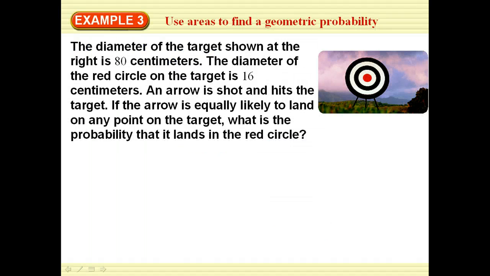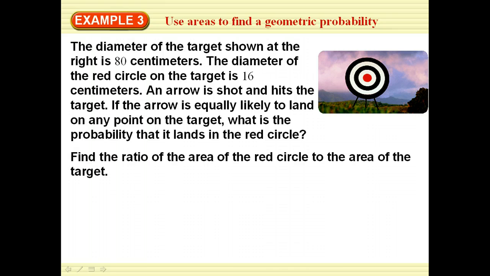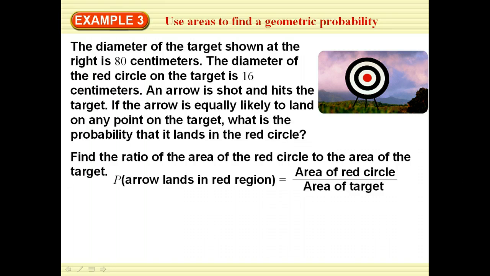So in terms of this one, the diameter of the target shown on the right is 80 centimeters. The diameter of the red circle is 16 centimeters. If an arrow is shot and hits the target, if the arrow is equally likely to have landed on any point on the target, what's the probability that it lands in the red circle? Okay, what we need to do is find the area of the red circle and the area of the target, because we're talking about the probability of it hitting in a small region inside of a larger region. So, probability will be the area of the red circle divided by the area of the target.